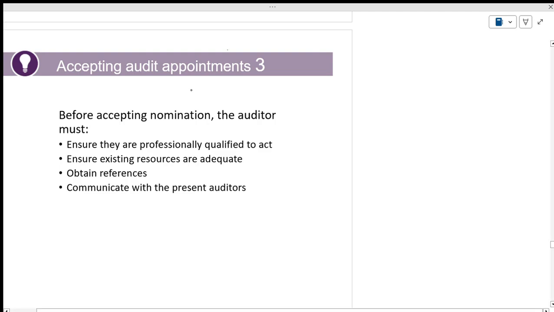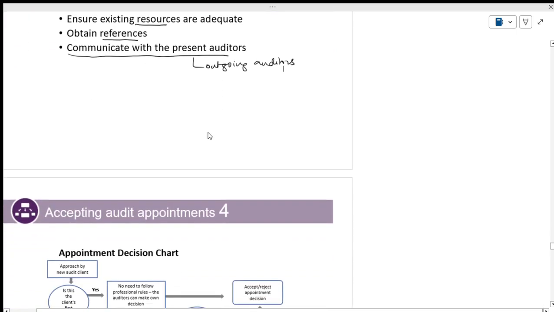Okay. Before accepting nomination, the auditor should be qualified and have the resources. They should get the references. As we give references for the CV, we have to get the references of the client, and communicate with the present auditors, or I can say communicate with the outgoing auditors, if you have been appointed as a new auditor.